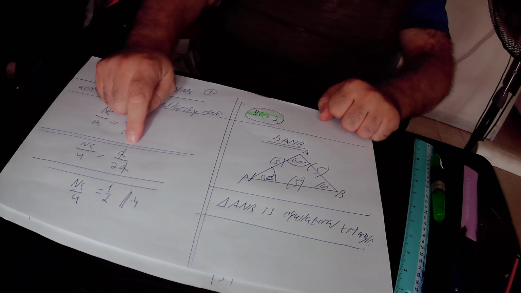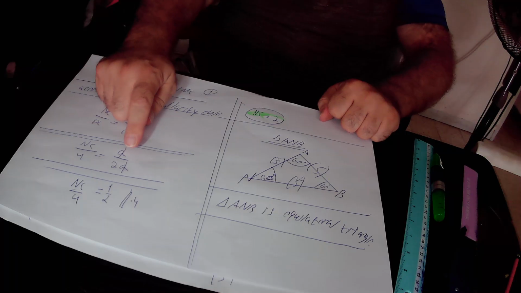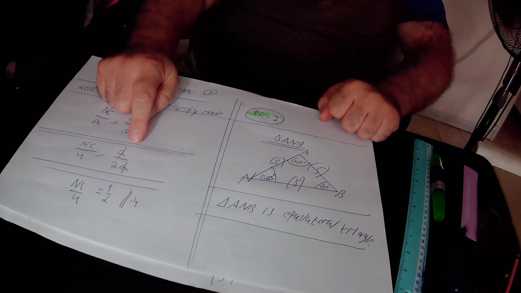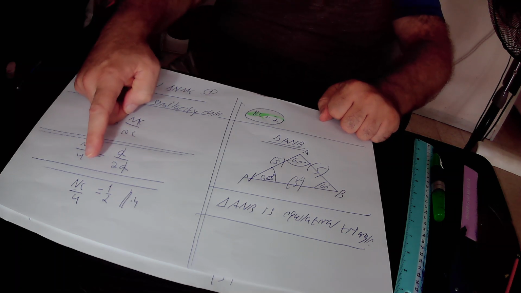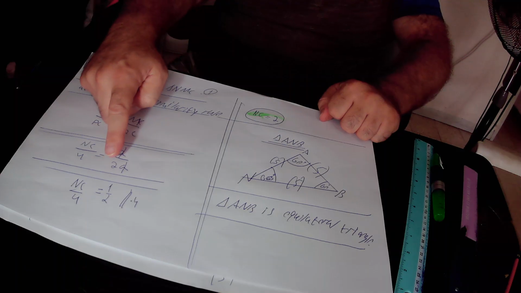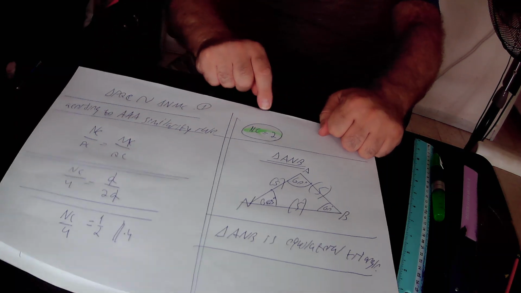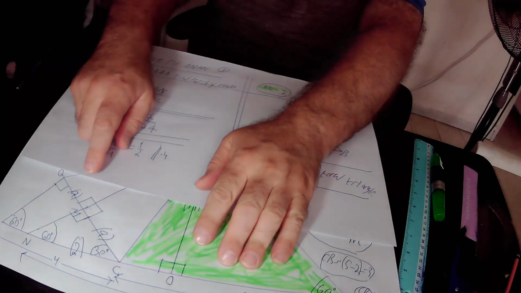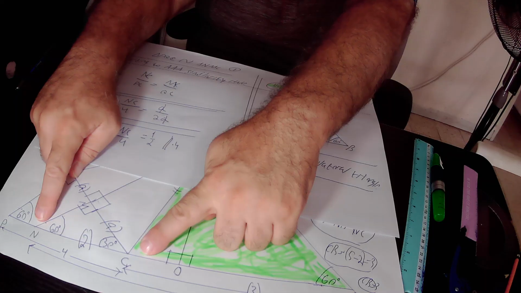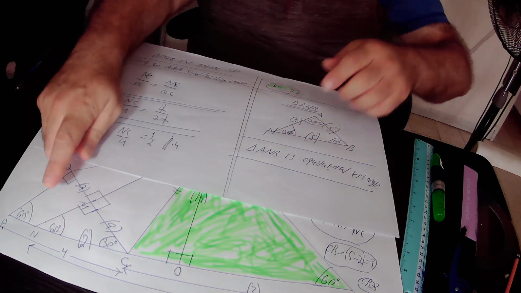We have A in the numerator and A in the denominator, so A gets cancelled. On this side of the equation we are left with one half, so NC over 4 equals one half. Here we multiply this equation by 4, and we find that the missing side NC is equal to 4 over 2, that is 2. So the missing side NC equals 2 units in length.